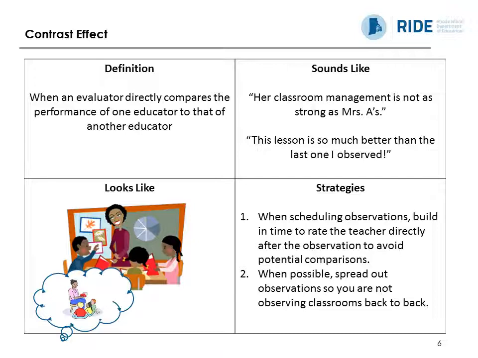1. Build in time to rate the teacher directly after the observation. This not only helps ensure that you get information back to the teacher in a timely manner, but also limits potential comparisons. Another strategy is to spread out your observations rather than going directly from one observation to another. For example, you might schedule one observation early in the morning, plan on typing your notes and evidence from the first observation later that morning, and then schedule another observation later in the afternoon after you've done a couple of other things. This way, there is space between your two observations.